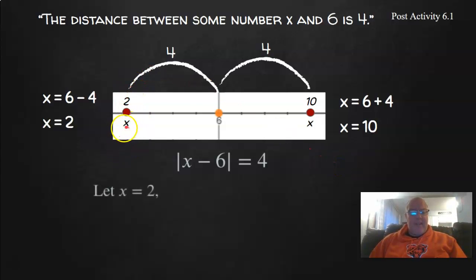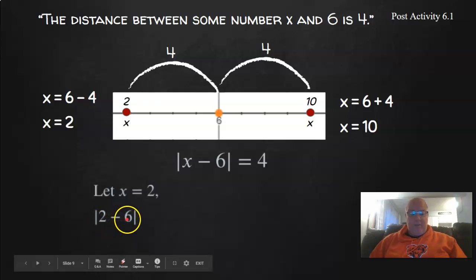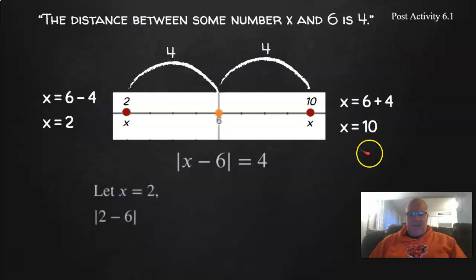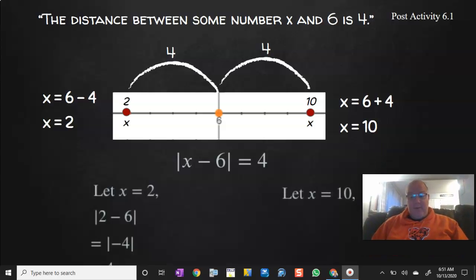If we let x equal 2, if I replace x in the absolute value equation with 2, I get the absolute value of 2 minus 6. And I want to know, does that equal 4? Well, let's see. 2 minus 6 equals the absolute value of negative 4, and the absolute value of negative 4 is 4. So that one works. Let's test 10 and see what happens.